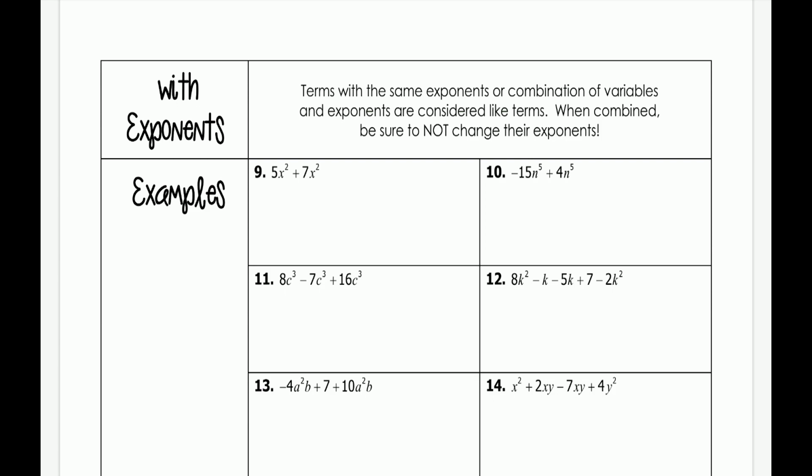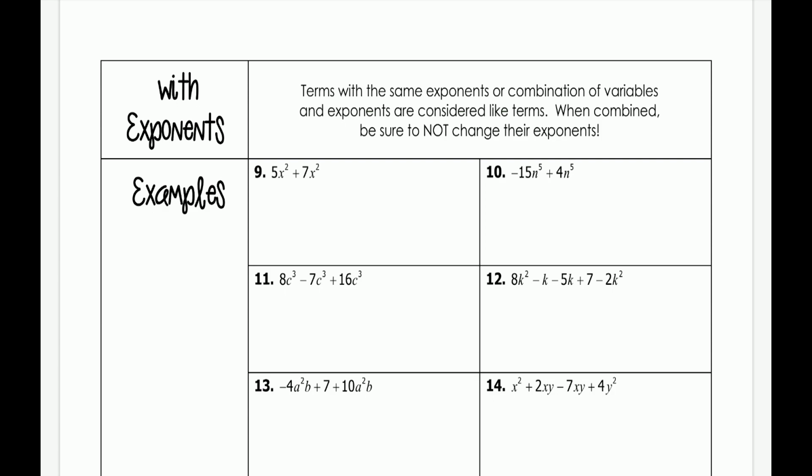As long as the variables are the same and they have the same exponents, you can combine them. So let's look at number 9. We have 5x squared plus 7x squared. Since it's an x and it's squared in both of these terms, we're able to add the coefficients together. So we have 5 plus 7.